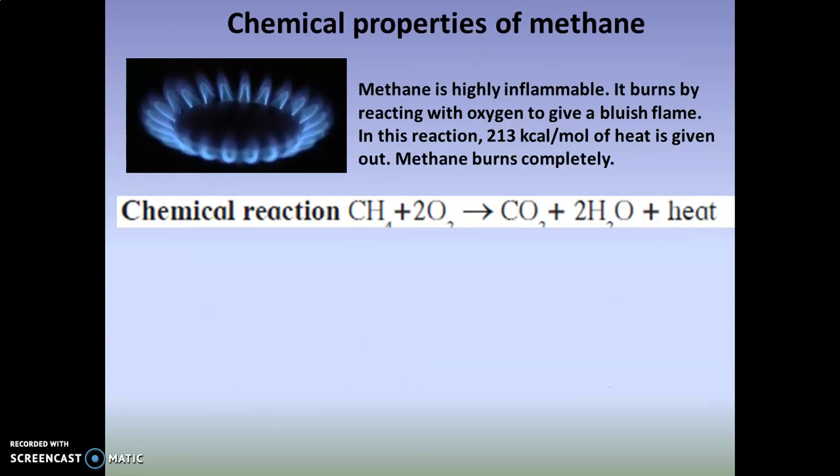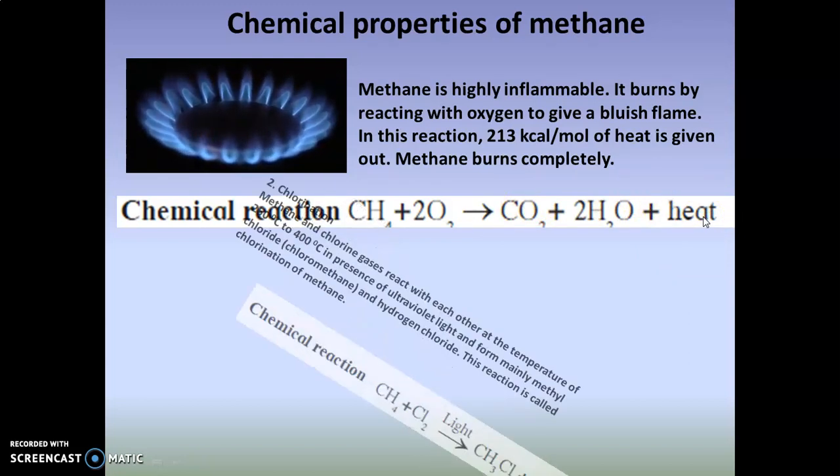Now, the chemical properties of methane. It's a highly inflammable gas. It burns by reacting with oxygen to give a bluish flame. In this reaction, almost 213 kilocalorie per mole of heat is given out, and methane burns completely. In our natural gas and many fuels, methane is used. It burns with a bluish flame, as you can see, and it burns completely, with no residue. The chemical reaction is CH4 reacts with oxygen to give carbon dioxide, water and heat. This is an exothermic reaction where heat is given out.